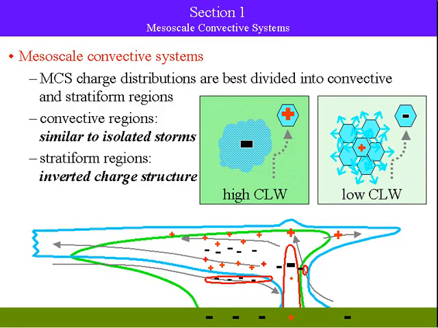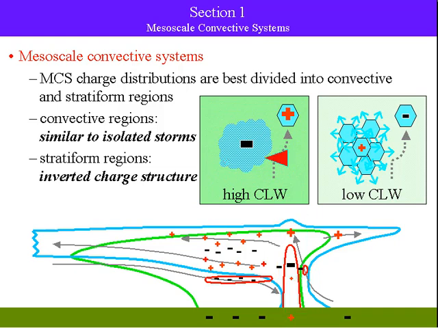Shown here is the charge structure that we expect within a mesoscale convective system. The MCS charge distributions are best divided into the convective and stratiform regions. The convective regions, which are located in this portion of the MCS, are very similar to isolated storms, because we have negative charge located here at mid-levels and predominantly positive charge above, with a little bit of positive charge near the melting level. This is again a high cloud liquid water environment, and that's why we get these negatively charged graupel particles.